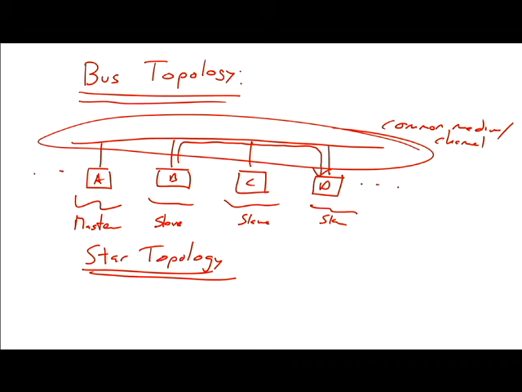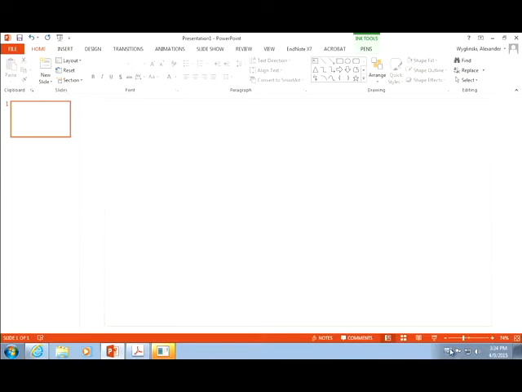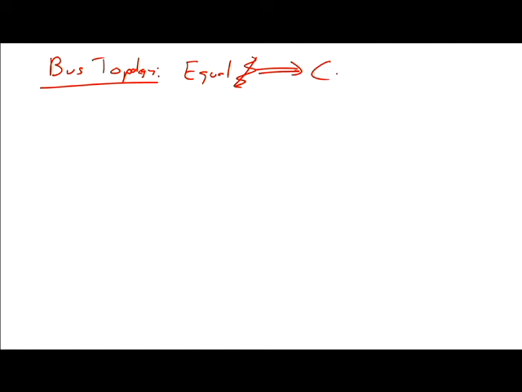So that's a great point. Let's look at the flip side. Let's say we go back to bus part two. Let's say all of them are equal, and therefore we have a contention-based network, which we just saw in quiz number 7.